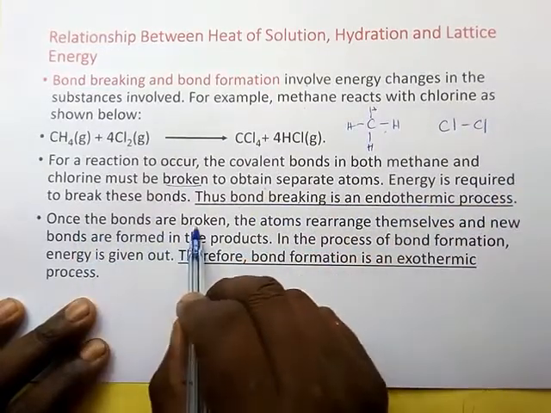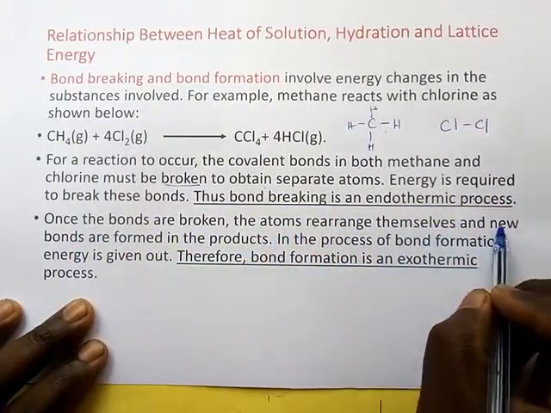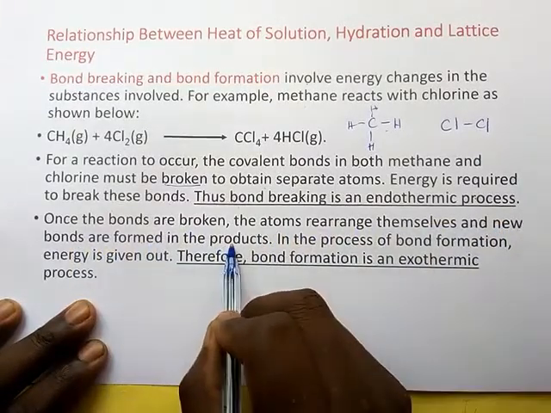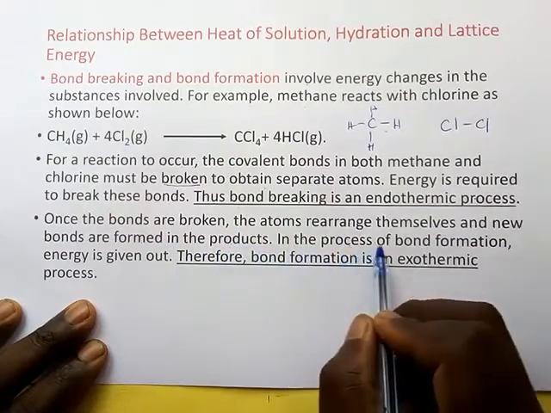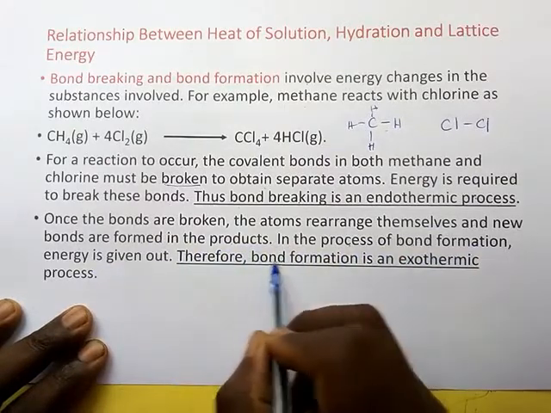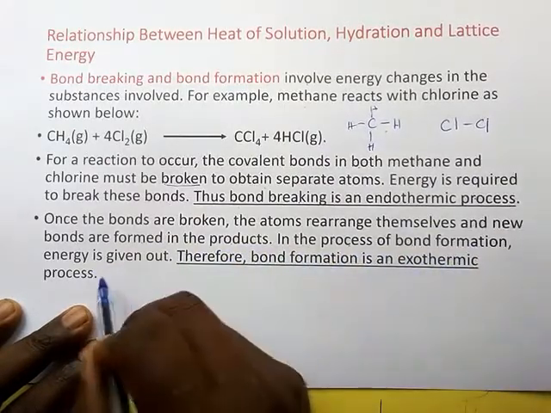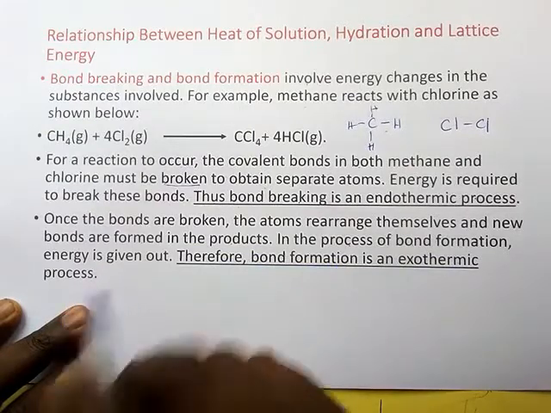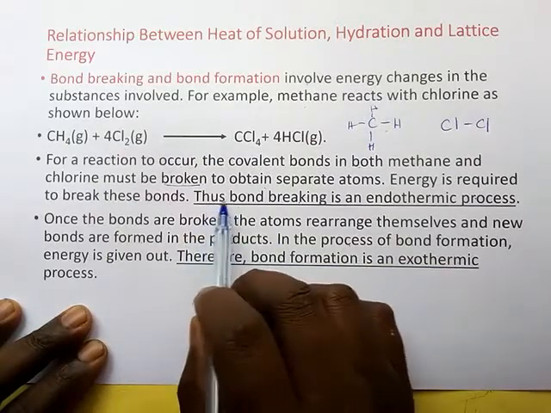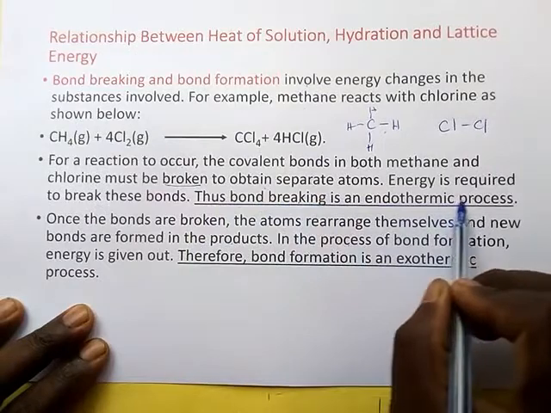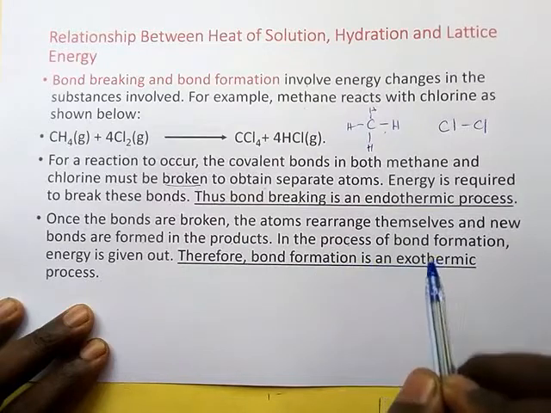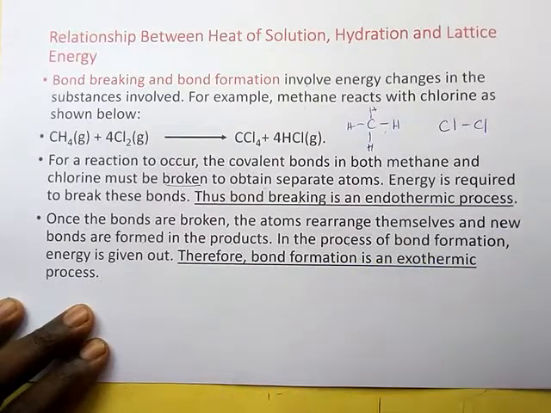Once the bonds are broken, the atoms rearrange themselves and new bonds are formed in the products. In the process of bond formation, energy is given out. Therefore, bond formation is an exothermic process. Very, very critical for you to understand that. So what we were reminding ourselves is that bond breaking is an endothermic process, and bond formation is an exothermic process. Very important.